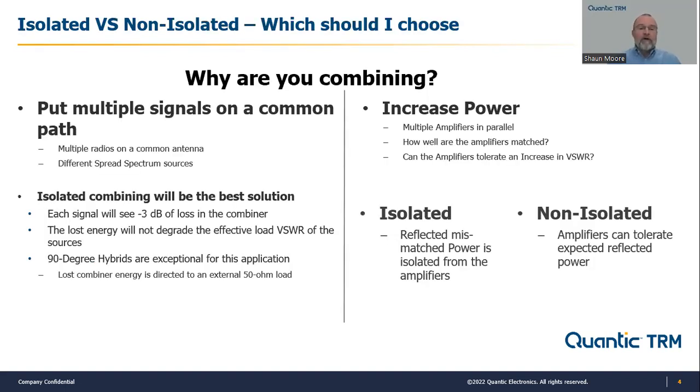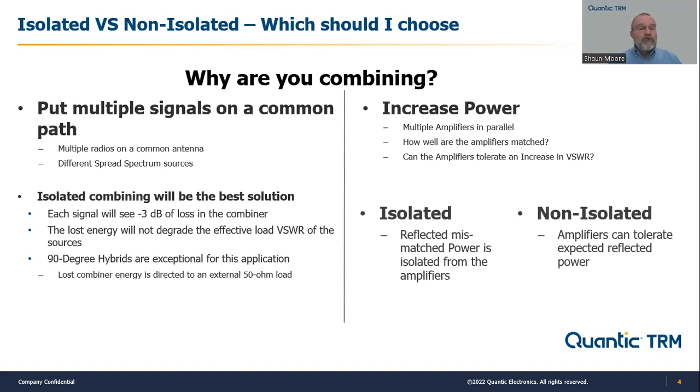Sure. There are a few different types of scenarios, as far as what your application is, that really dictate the type of combiner that you should be looking at. And there are multiple advantages for each type of combiner. So the big question is, why do you want to combine signals? If you want to put multiple signals on a common path, these sorts of applications are things like taking multiple radios and putting them on a single antenna.